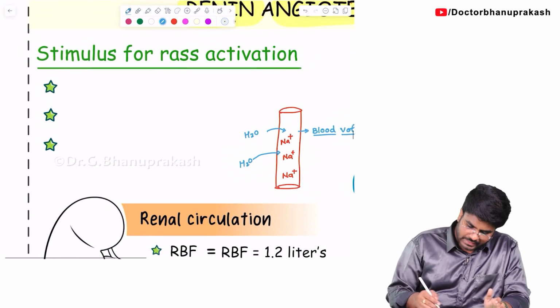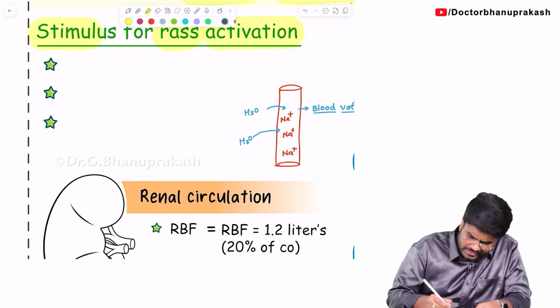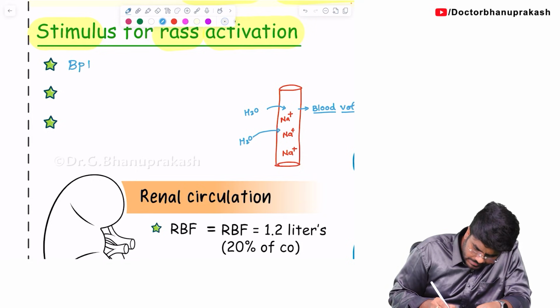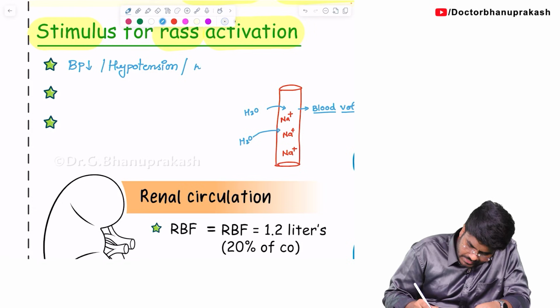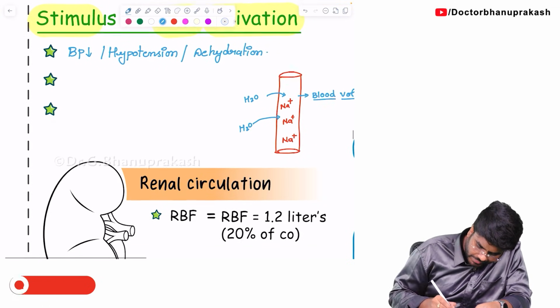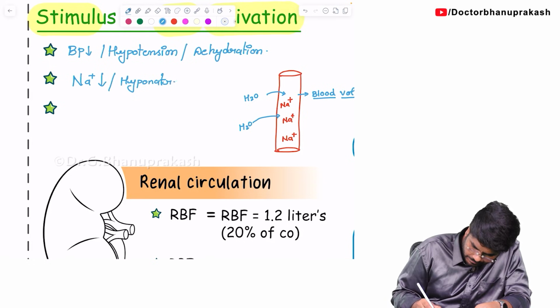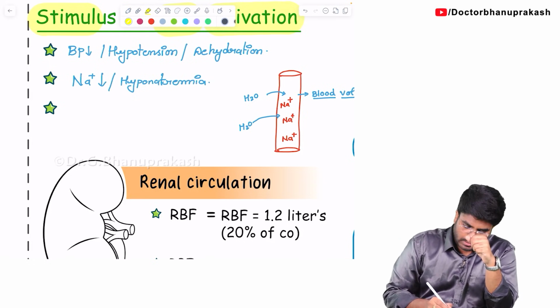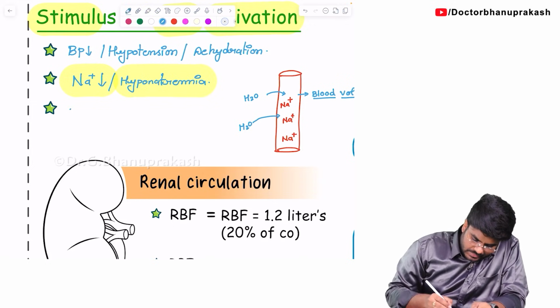Now, this is a question which was asked in one of the exams. What are the stimuli for RAAS activation? In which conditions do you think the RAAS pathway is activated? You can say whenever your BP is low, or hypotension, or fluid loss, or dehydration. Or whenever your sodium levels are low, that is hyponatremia, the RAAS pathway will be activated, because the RAAS pathway can increase our sodium levels. Next, sympathetic nervous system activation.